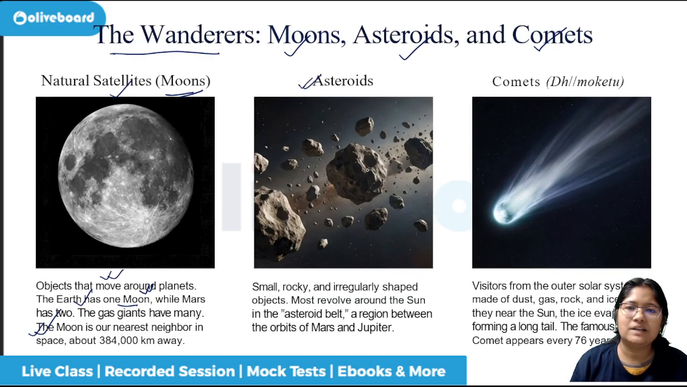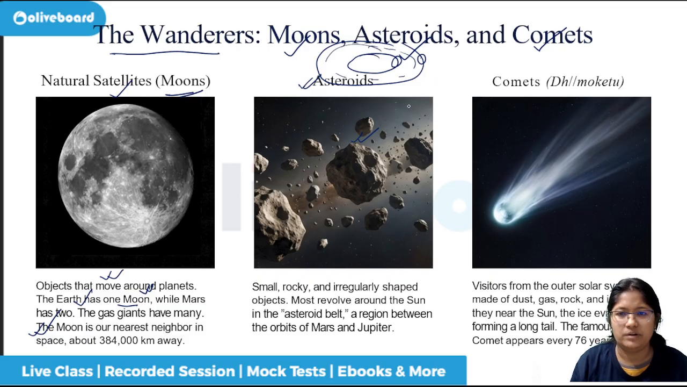Then asteroids are nothing but rocky structures which are irregular in shape, and they move around the sun in the asteroid belt, between the orbits of Mars and Jupiter. They will move in their own asteroid belt.